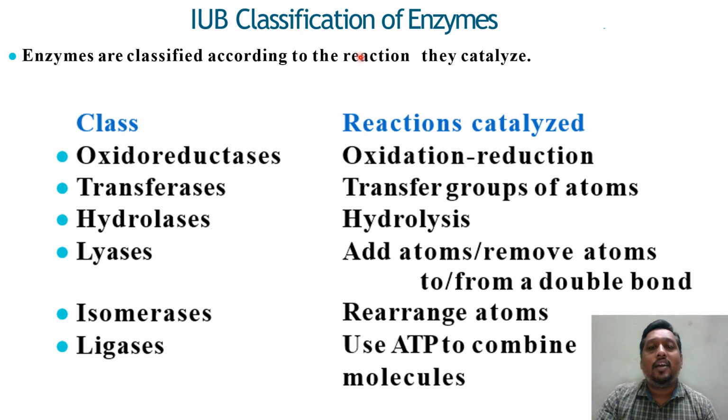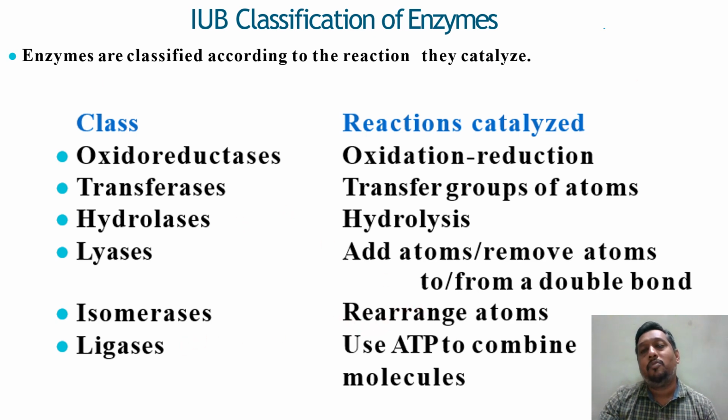So enzymes are classified according to the reactions they catalyze. Six classes are mentioned here. Oxidoreductases do oxidation and reduction. Transferases transfer atom groups or atoms. Hydrolases do hydrolysis. Lyases add atoms to or remove atoms from a double bond. Isomerases rearrange atoms. Ligases use ATP to combine molecules.